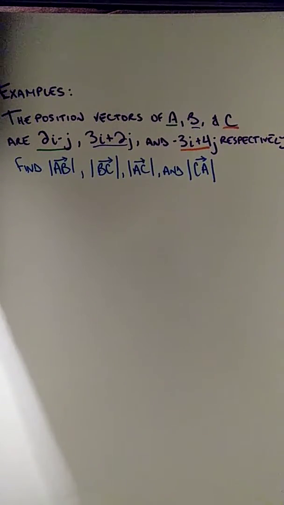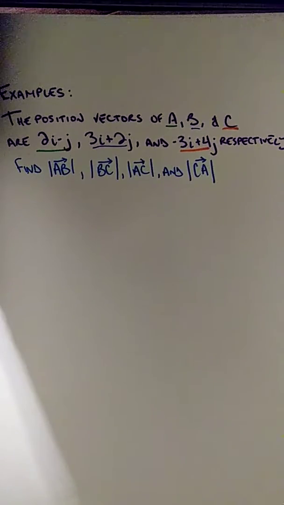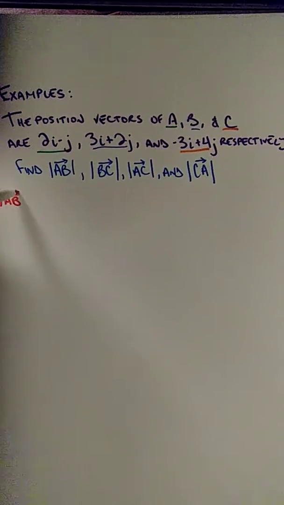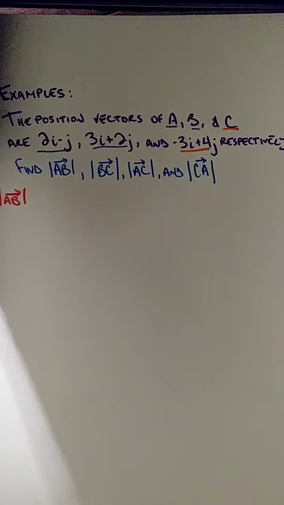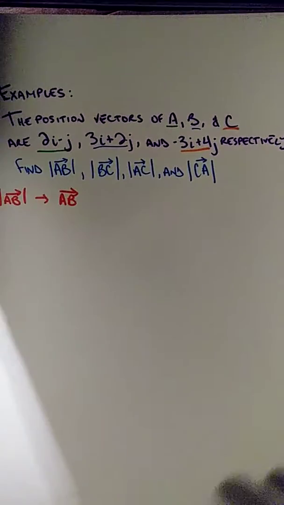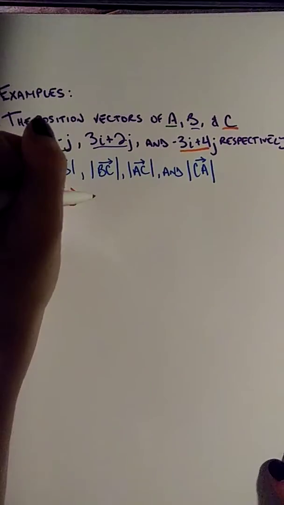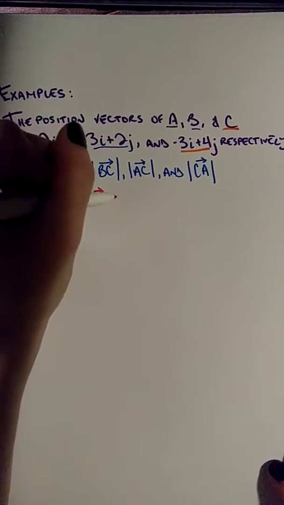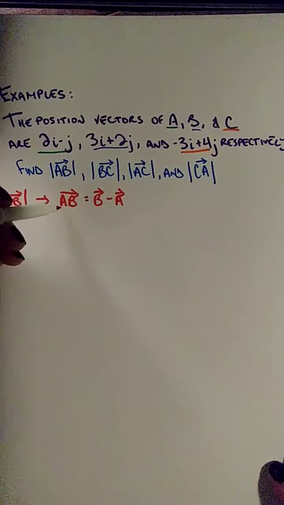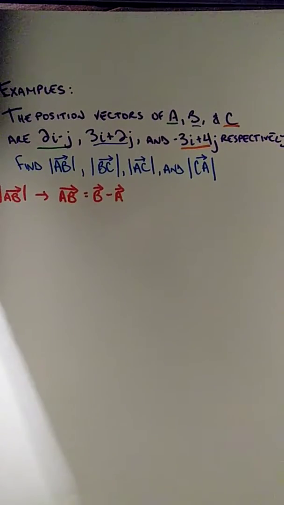We need to find the magnitude of vector AB. In order to figure out the magnitude of this, I'm going to have to start by finding AB. I have to figure out what that is. So AB, the distance between A and B. In order to discover the distance between A and B, I have to take vector B and subtract vector A. Remember, we always take where we ended up and subtract where we started. So vector B minus vector A.